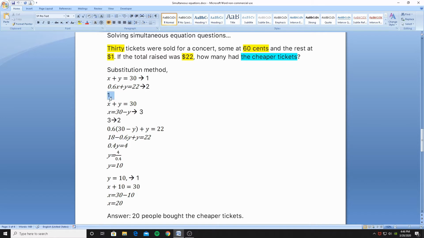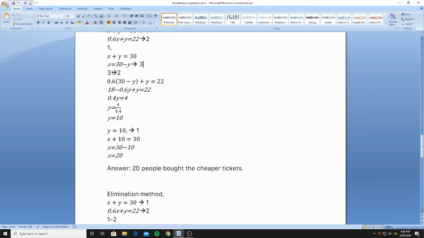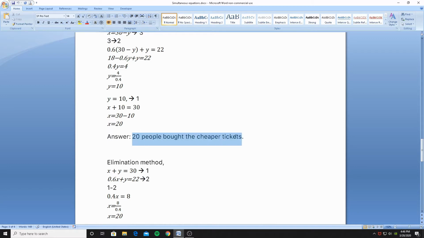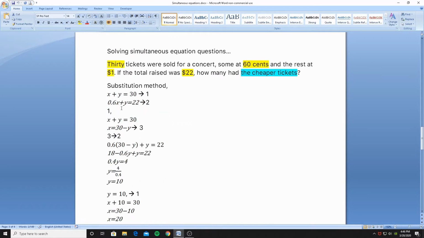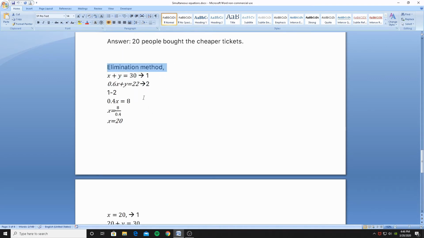So we take equation 1 and make x the subject or main focus of the equation. Label this new equation as 3, and we substitute 3 into 2. So we solve it, then we find the solution, which is y equals 10. Sub y equals 10 into equation 1, and then we solve it, and we find the people who bought the cheaper tickets is 20, because x is the cheaper ones. Now moving on to the elimination method, which is way shorter.